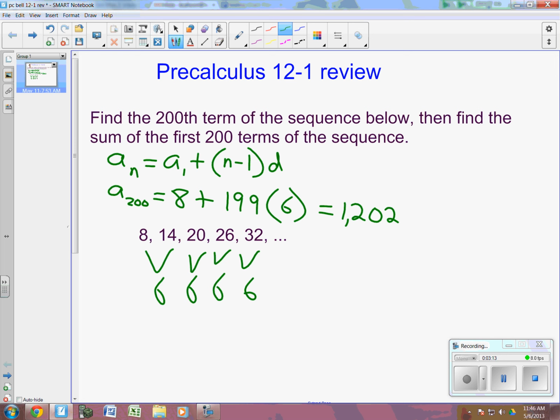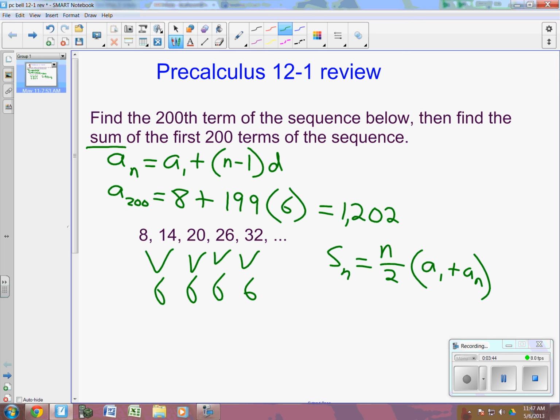Now, we also had to find the sum of the first 200 terms. We learned two formulas for the sum. We learned the formula that was n divided by 2 times the quantity a sub 1 plus a sub n, right? In order to do this, you had to know the first and the last term. Since we just figured out what the last term is, we found that one out.